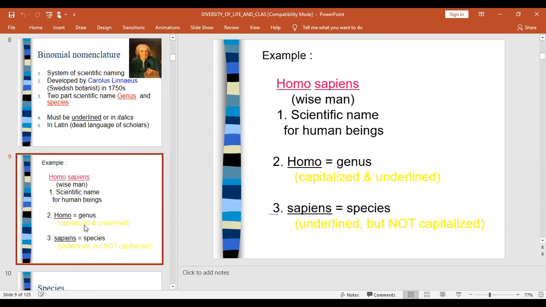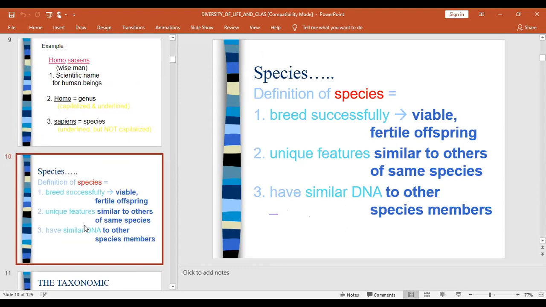Now, Homo sapiens means wise man, because there are other sapiens which are not wise. They are not able to communicate. They are not able to use their brains. The brains are not well developed. So we now call that Homo sapiens, meaning wise man, as in Latin. Now, what is a species, according to you?